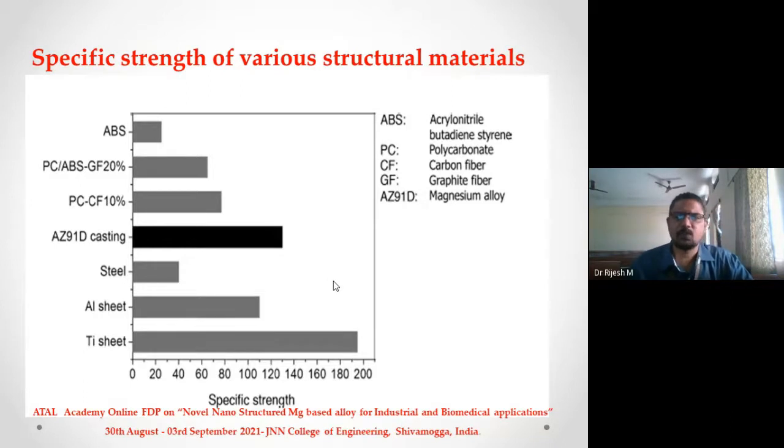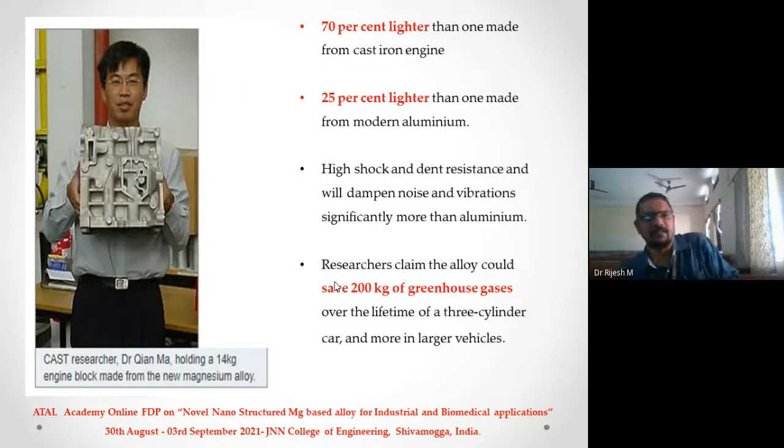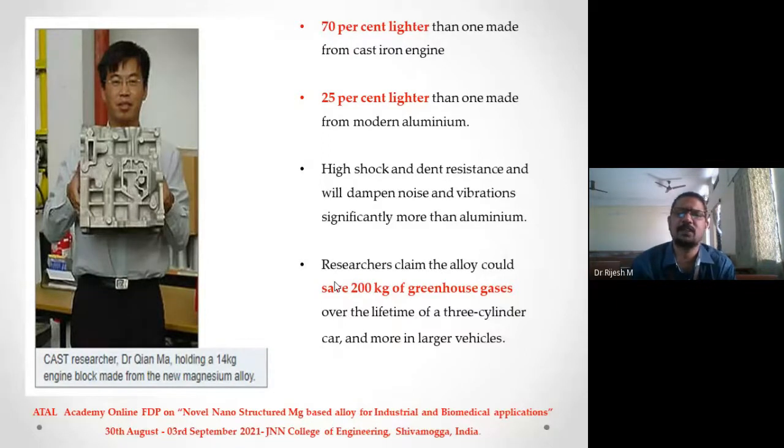This is one of the reasons why we have this man, Dr. Kwan Ma, holding an engine in his hand, which is the heaviest part in an automobile. He has cast an engine of just 14 kg with a magnesium alloy. Once upon a time we used to make this with cast iron, where the vehicle used to be so heavy. He claims it is 70% lighter than the cast iron.